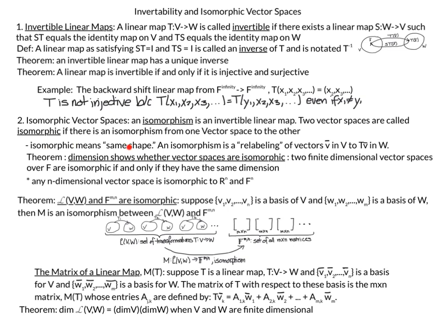We have this next very powerful theorem, a little bit of a surprising theorem. Dimension shows whether vector spaces are isomorphic. So two finite dimensional vector spaces over F are isomorphic if and only if they have the same dimension. If you really think about it, what this means is any n-dimensional vector space is isomorphic to Rn and Fn. And this is really powerful because we're so used to working in Rn from vector calculus. So any vector space that is n-dimensional can be relabeled and made into Rn, or if you want to put in complex numbers, Fn.